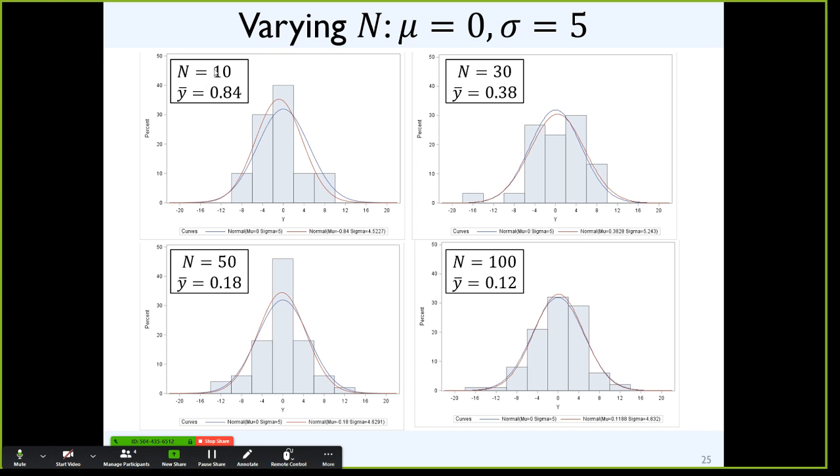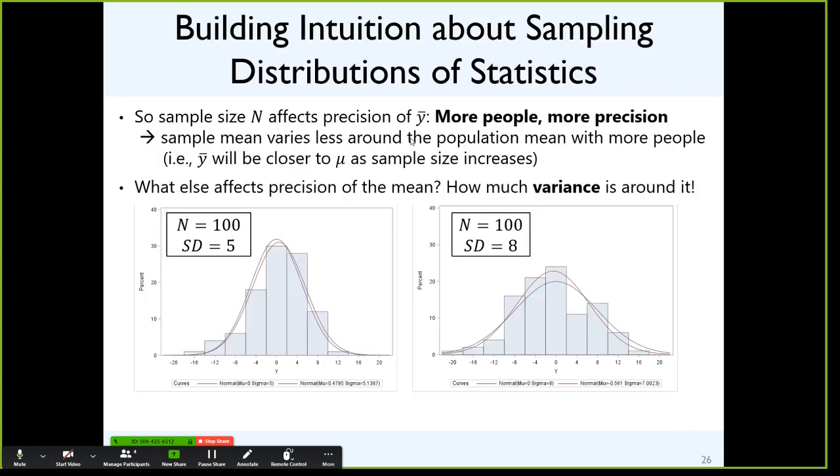Top picture on the left here, simulating 10 observations, supposed to have a mean of 0, works out that the actual mean for the sample, y bar, is 0.84. Off by like 1/5 of a standard deviation. 30 people, the mean is closer to 0, but still not there. 50 people gets even closer, 100 people gets even closer. So this is what we talked about earlier. The more people you have, then the closer your sample mean should be to the population mean. More people are better. The other thing that affects it is the variability around the mean.